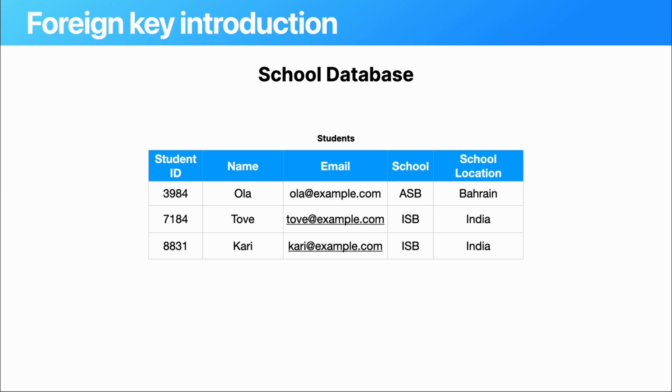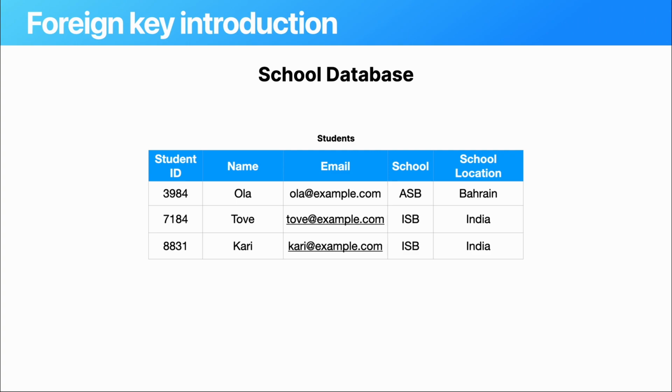So we have to go to the second one, that is 7184 Tove, and change the school location from India to Bahrain, and then we have to go to Kari, then India to Bahrain. So imagine we have thousands and thousands of students. We have to update the school location for each and every student, and that's not efficient.